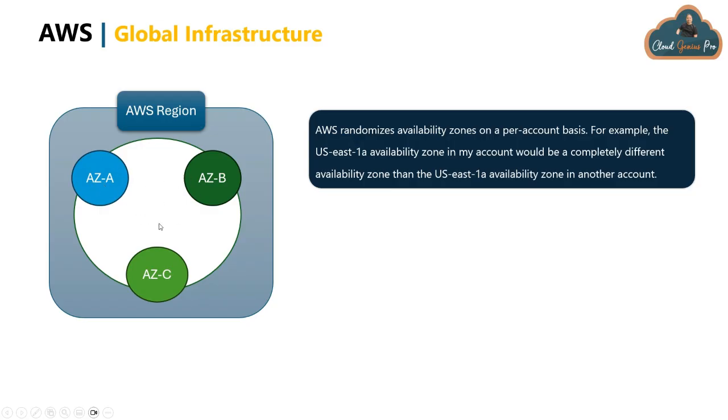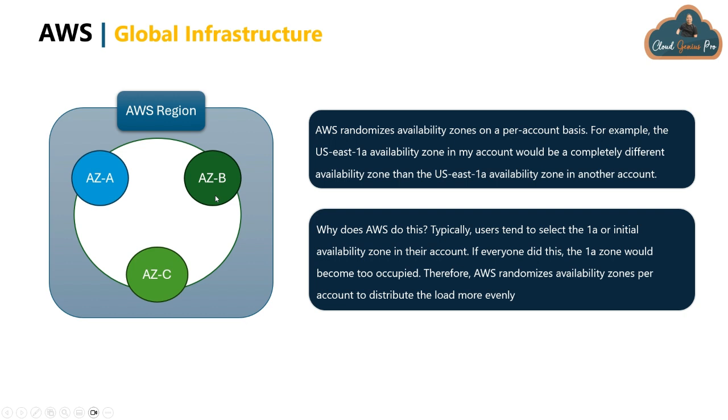So after randomization, even if I am selecting availability zone A, it will be a different data center than yours. Ultimately, even if users accidentally select the first availability zone in the list populating in the cloud console, the same data center will not get over-occupied or overutilized because AWS has already randomized it, and it is in the backend. The end user is not aware of which data center they are actually selecting. They are just selecting A, B, or C, or maybe D.